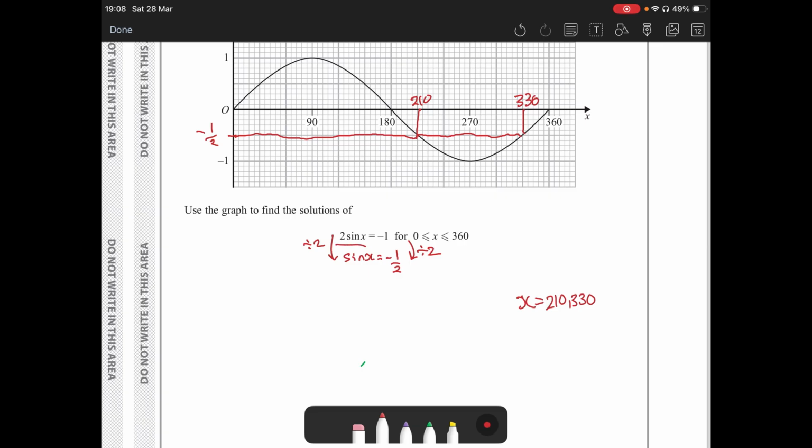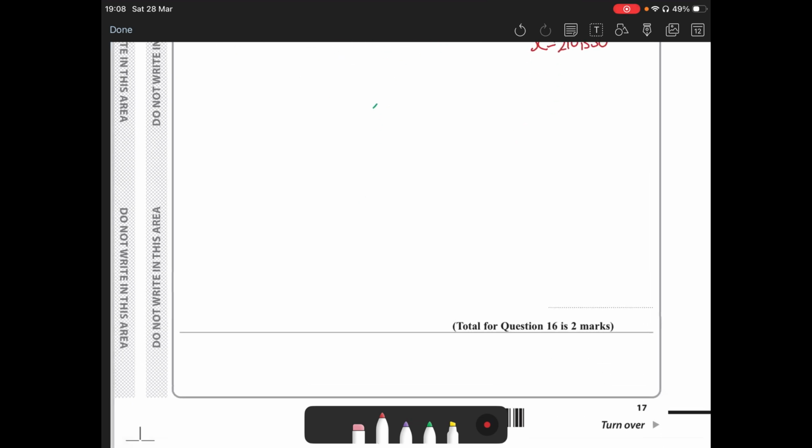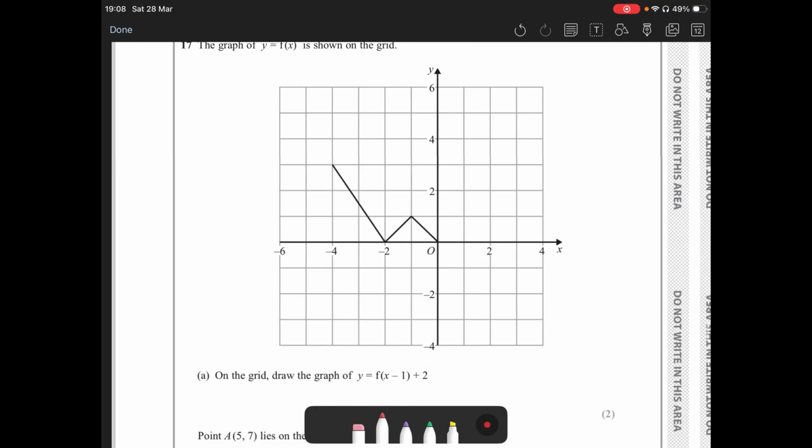You don't believe me? If you type 2 times sine 210, you will get minus 1. So if you don't believe me, sub either of those in. I don't even have to check the mark scheme here. I'm happy with that. Again, this is only a 2 marker, so I don't think there's really much more work you need to do than that.